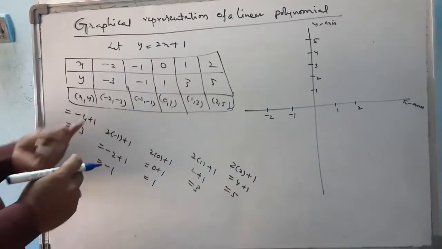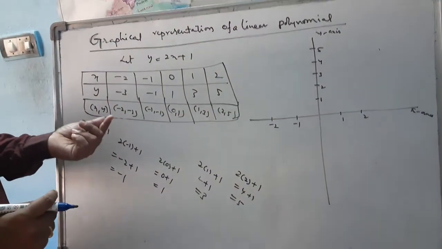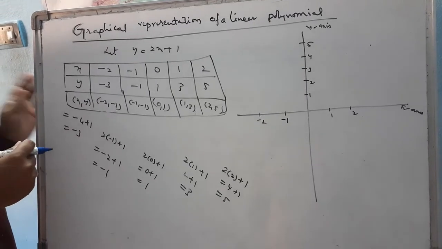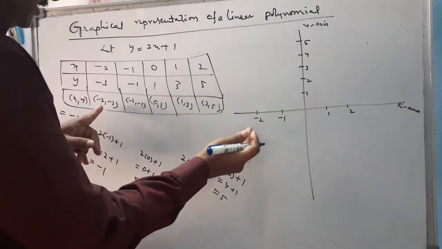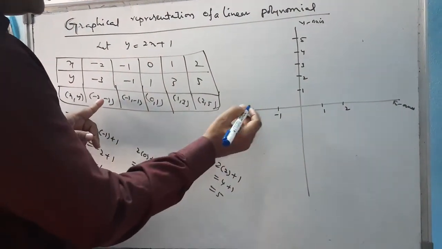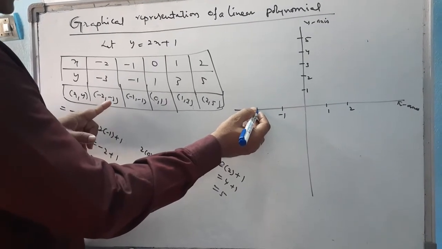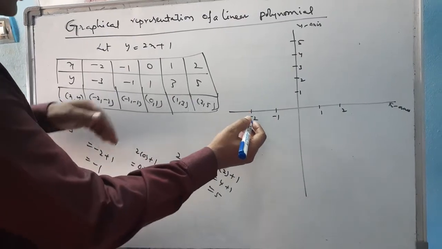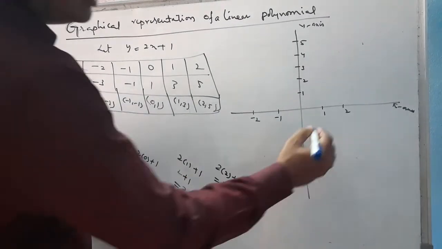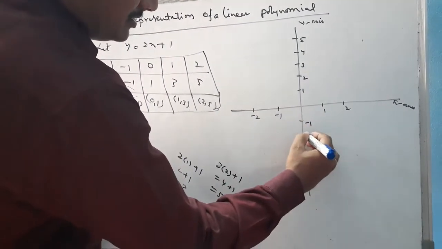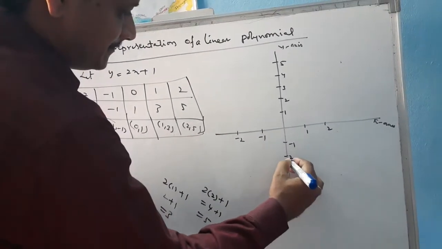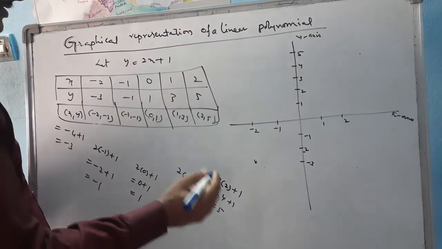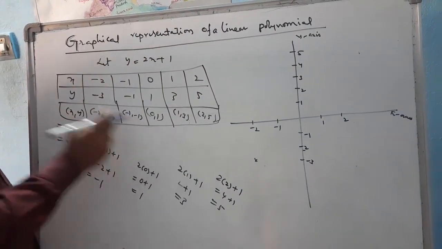So here it is minus 2. Now we have to plot minus 2 comma minus 3. So we have to take minus 2 on the x-axis and minus 3. Minus 3 means it is a negative value. Negative value means we have to move downside. Downside means here minus 1, minus 2, minus 3. So downside means we will get the point here.